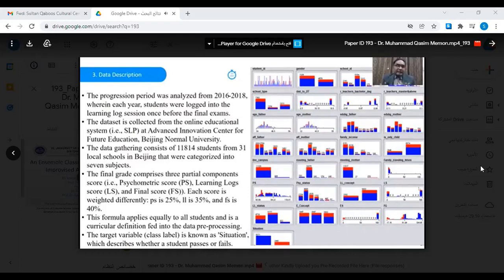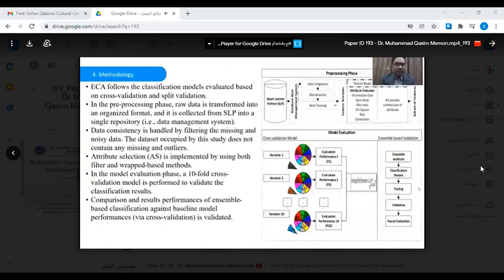Actually, this data covers 3 years from 2016 to 2018, where the students were logging into the system. It is called the Smart Learning Portal system. It is produced by the Advanced Innovation Center for Future Education based in London University, where I am currently working.